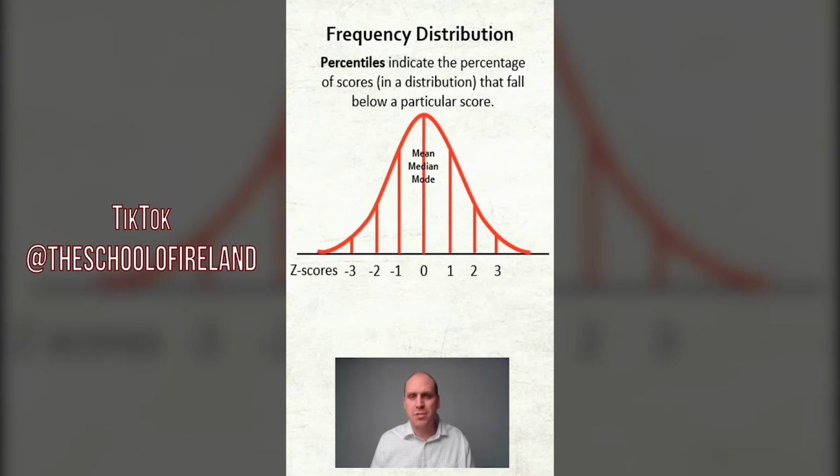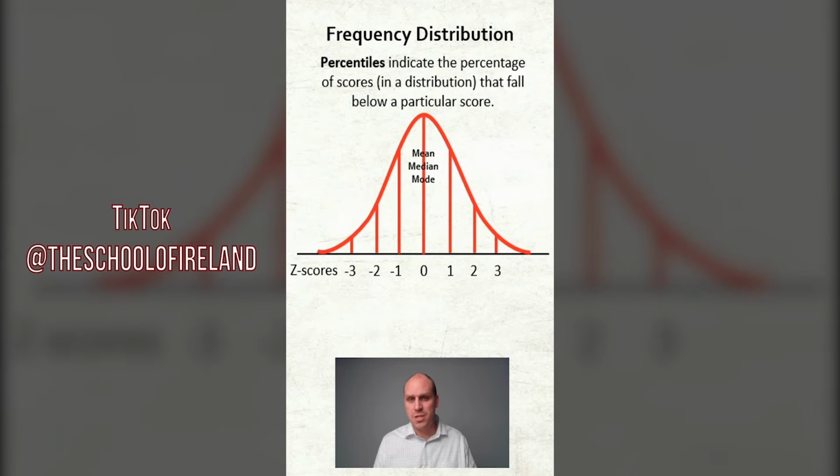Now, another place you may have seen percentiles before is when you get the results of your PSAT or your SAT back. Oftentimes, it'll say something like, you are in the 66th percentile for this test. This means that you've done better than or equal to 66% of the test takers, and that 34% of the test takers did better than you.